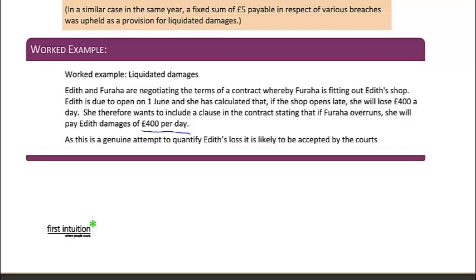Now, so long as the shop doesn't open and so long as that is a realistic estimate of damages, this is likely to be a genuine attempt to quantify Edith's loss. Therefore, it's likely to be enforceable.